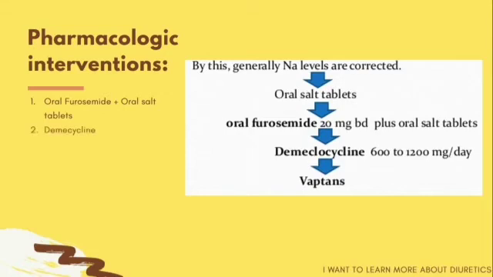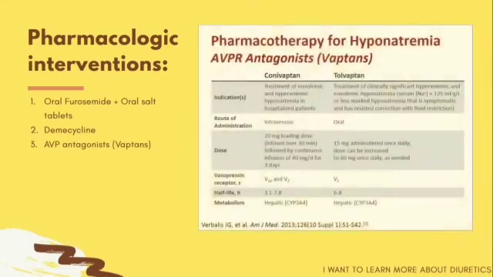Demeclocycline is used for patients who do not respond to furosemide and salt tablets. This inhibits the action of antidiuretic hormone through blockage of binding of ADH to its receptors. Next would be the use of Vaptans. This is effective for patients with SIADH and hypervolemic hyponatremia.